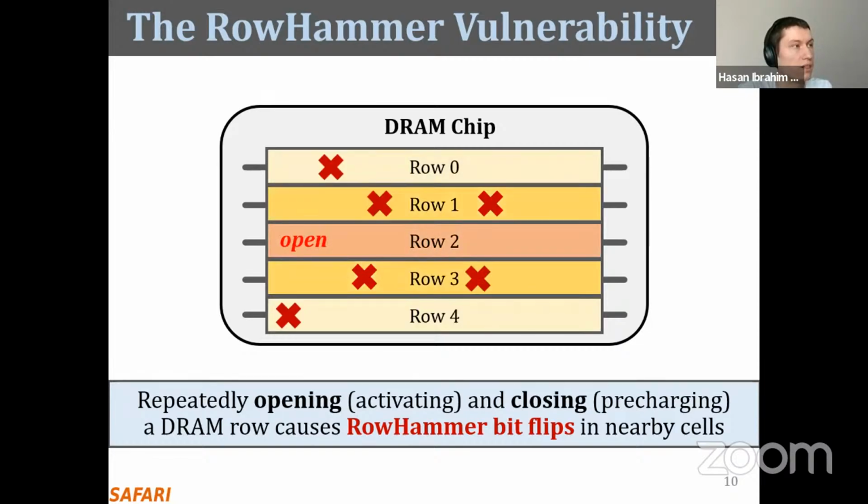It may even cause bit flips in rows that are a bit further away from the aggressor row, but it is much more difficult, let's say. We call those rows that are affected by this hammering action victim rows, and the other row is the aggressor, as I already said.